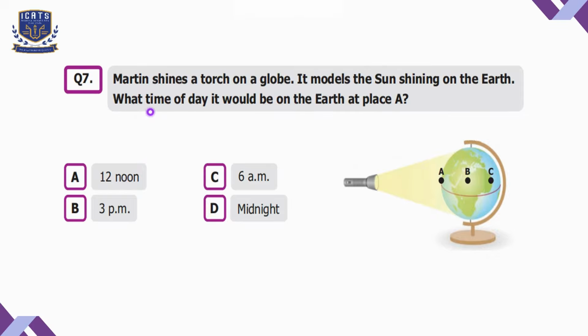Question number 7. Martin shines a torch on a globe. It models the sun shining on the earth. What time of day would it be on the earth at place A? Option A is 12 noon, option B is 3 p.m., option C is 6 a.m., and option D is midnight.